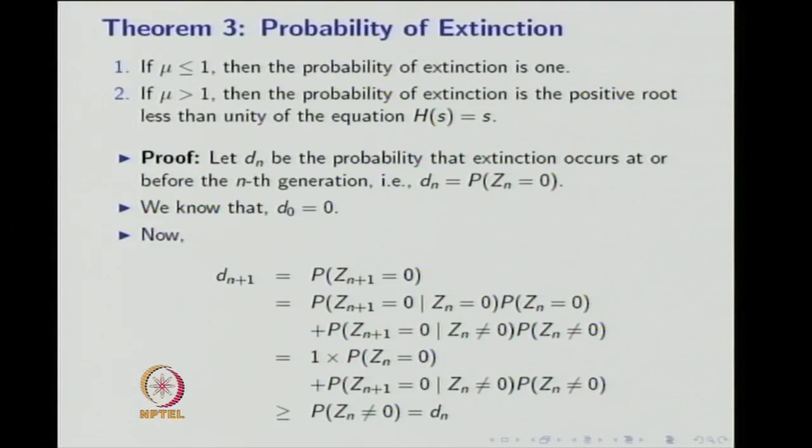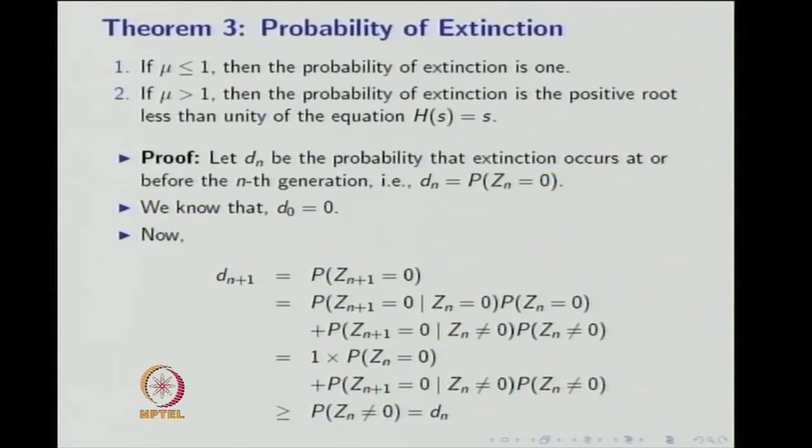Here we consider a Galton-Watson branching process Zn with offspring distribution pk, and the pk forms a probability mass function for the random variable Z1.